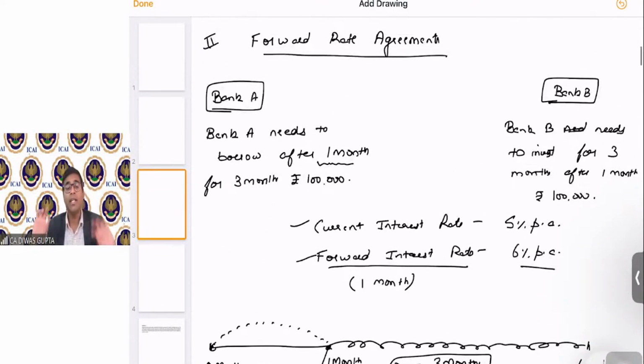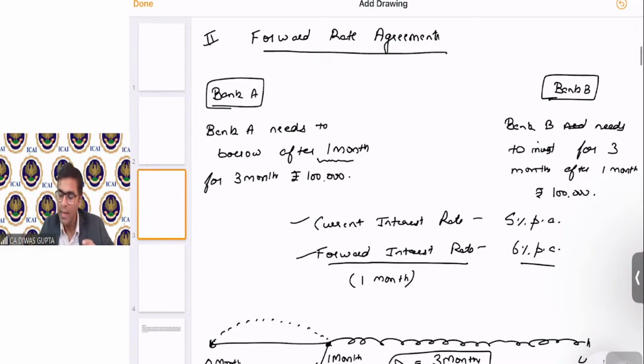So this entire arrangement between bank A and bank B, because bank A, what they will say is that after 1 month, for 3 months, I will borrow from you rupees 1 lakh. Bank B is telling to bank A, okay, after 1 month, for 3 months, I will lend you rupees 1 lakh. So this deal happened.